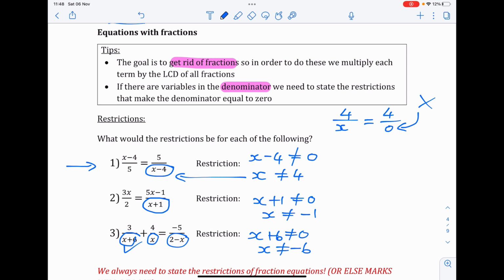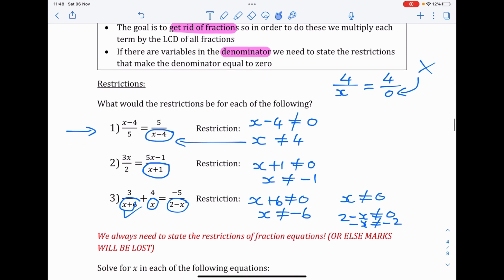That second one, x, just by itself, x cannot equal 0. Then the last one, 2 minus x cannot equal 0. Minus x cannot equal minus 2. Divide both sides by minus 1. So x cannot equal 2.